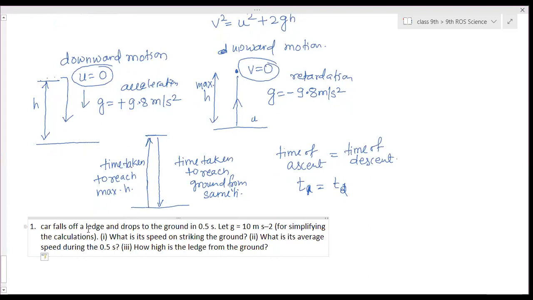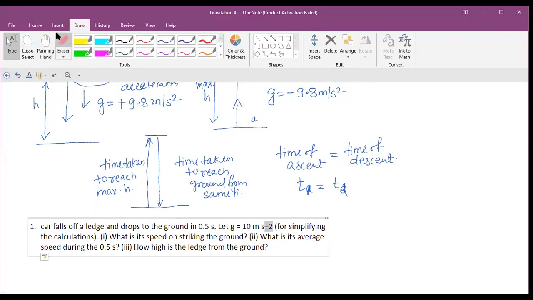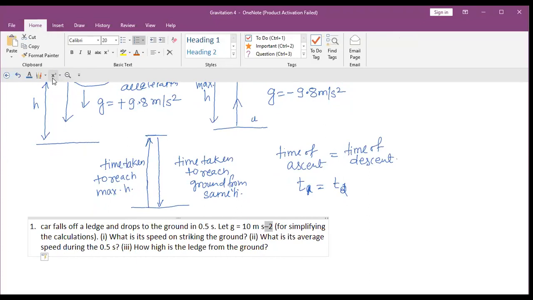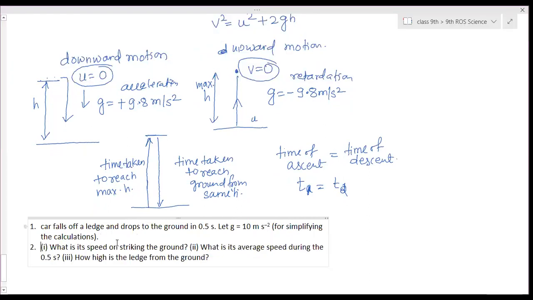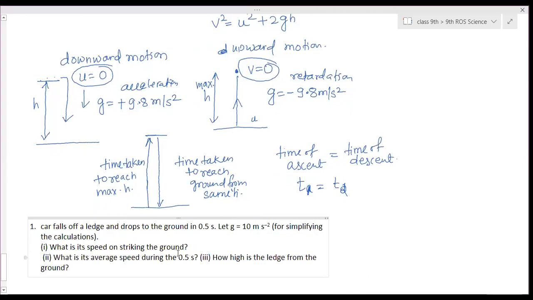Then the first question. A car falls off a ledge and drops to the ground in 0.5 seconds. You should write this, right? Yes. Let g is equal to 10 meter per second square for simplification of calculation. What is the speed on striking the ground? What is the average speed during 0.5 second? And how high is the ledge from the ground?